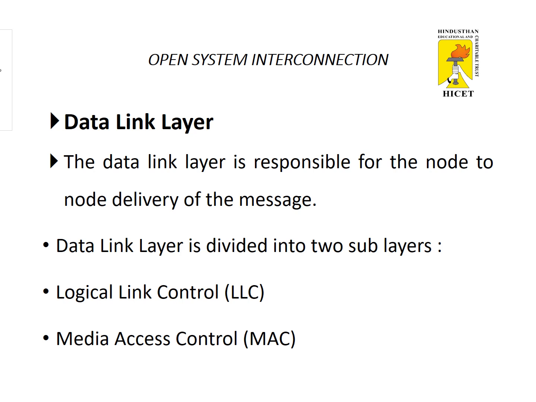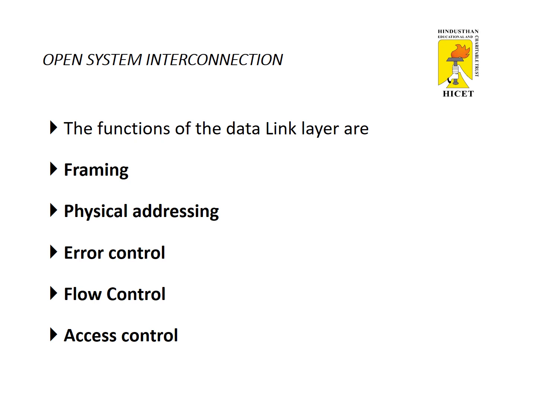The packet received from the network layer is further divided into frames depending on the frame size of the network interface card. A data link layer also encapsulates the sender and receiver's MAC address in the header. The functions of the data link layer are framing, physical addressing, error control, flow control, and access control.